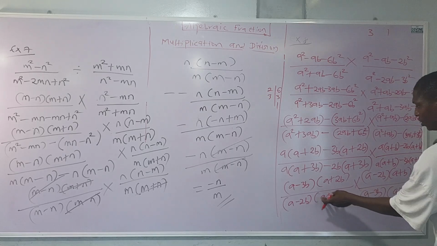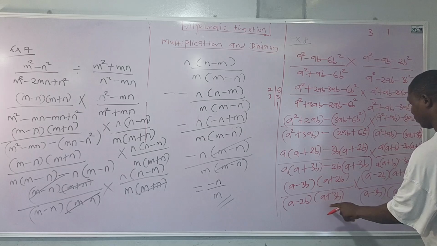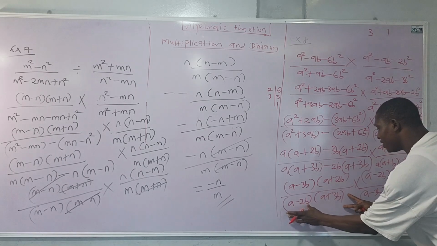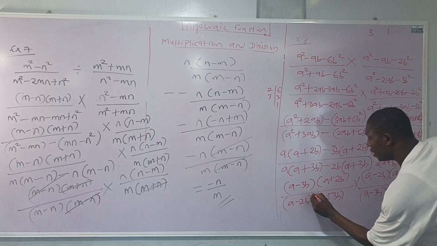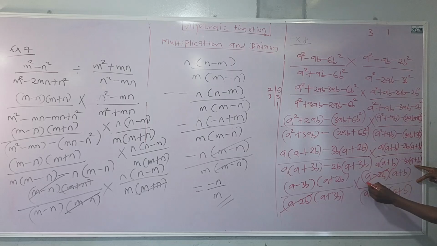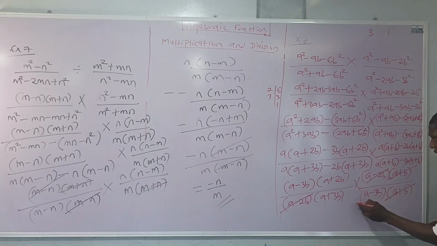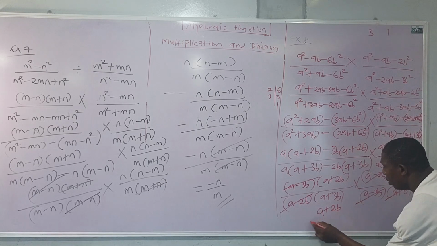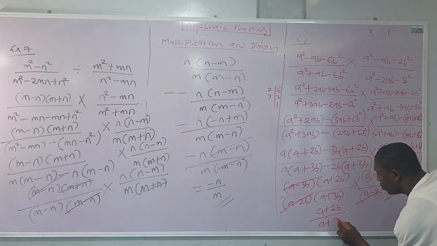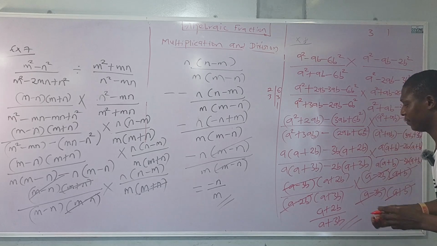Now I'll try to cancel out. Nothing can cancel here because why? Yes, a minus 3b. Yes, a plus 3b. So I'll look at the bottom of this left hand side and the top of this right hand side, if anything is common, something is. This is common to this. And for this and this, we can see that this is common to this. Is there anything we can cancel again? Yes. This is common to this. So we finally have a plus 2b all divided by a plus 3b as our final answer.